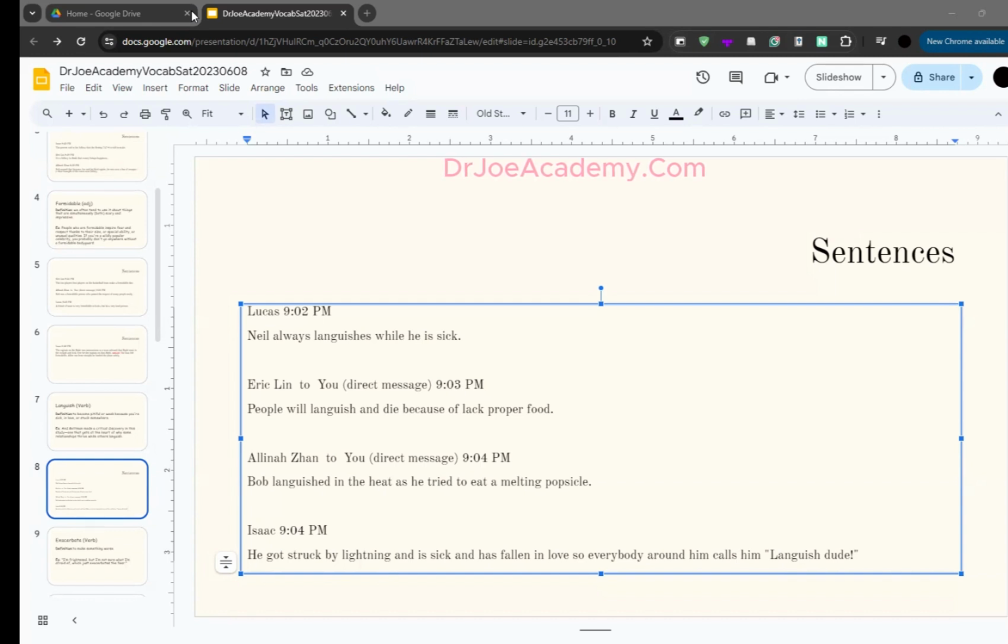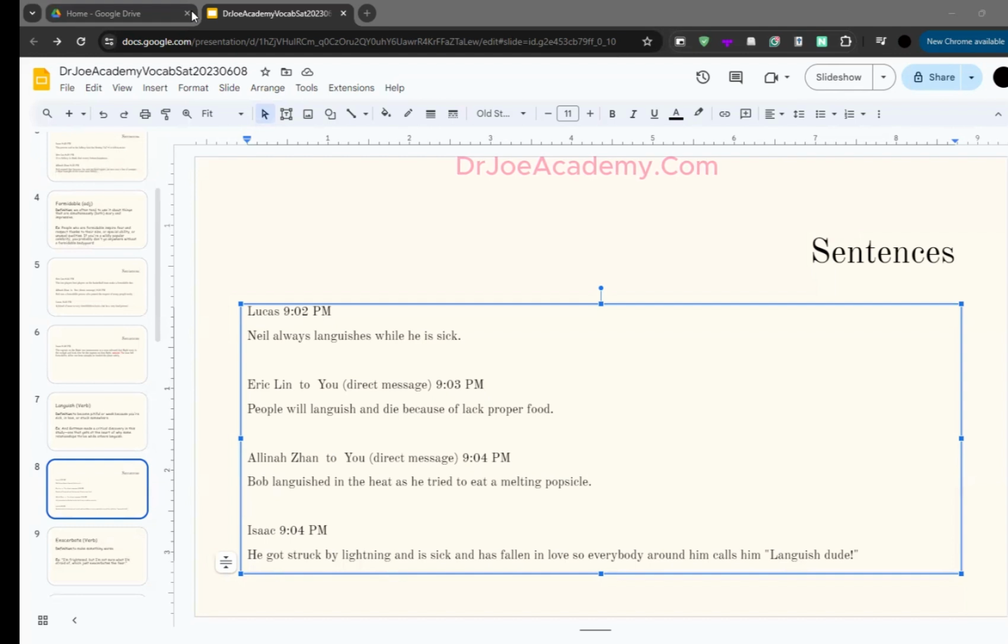People with language and die because of lack of proper food. Great job, Eric. And Alina, do you want to read your sentence? Bob languished in the heat as he tried to eat a melting popsicle. Great job, Alina. And Isaac, do you want to read your sentence?